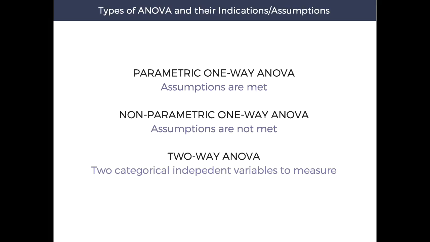So what are the different types of ANOVA and their indications and assumptions? The different types of ANOVA, we have the parametric one-way ANOVA, non-parametric one-way ANOVA, and the two-way ANOVA. There are a lot more other types of ANOVA, but these are the three that you might use. But the most frequently used are the parametric one-way ANOVA and the non-parametric one-way ANOVA. For the first one, we only use it when we have a certain set of assumptions that are met, and the second one, we use it when the assumptions are not met, and then the third one is when we have two categorical independent variables to measure.